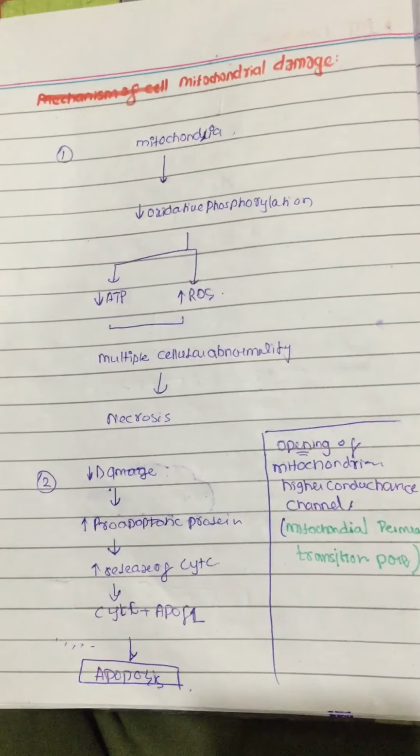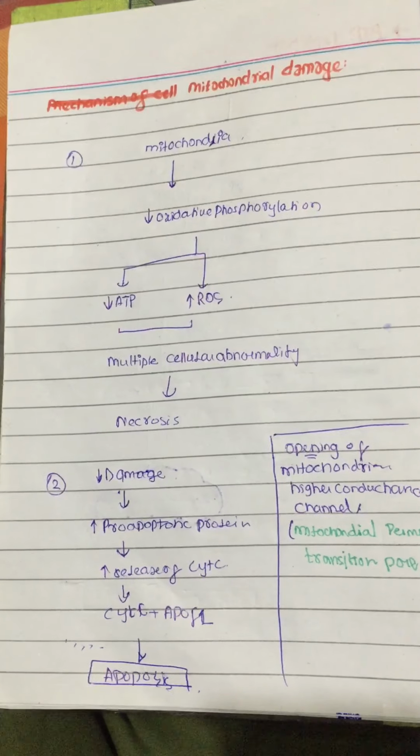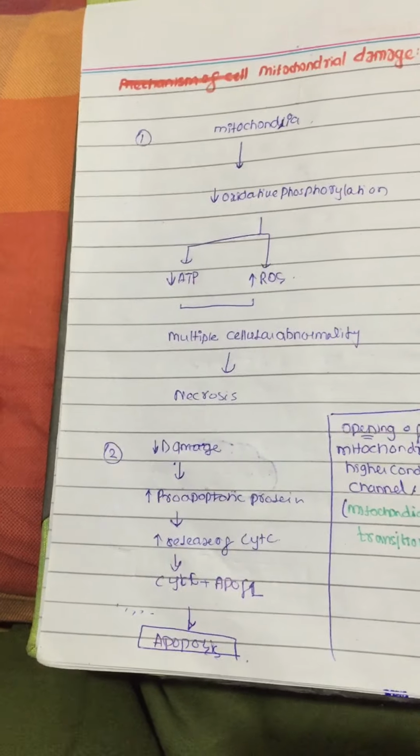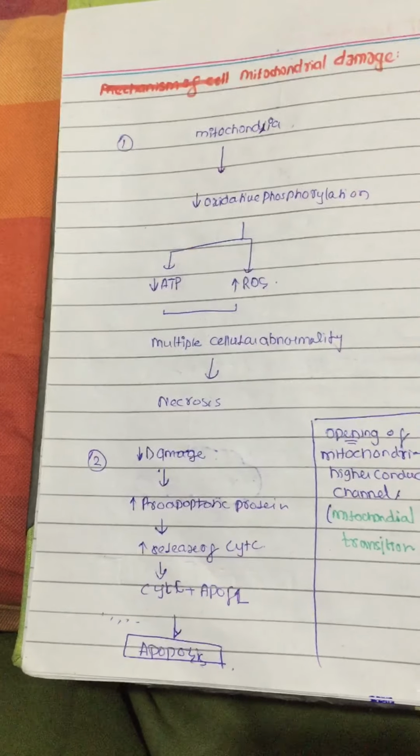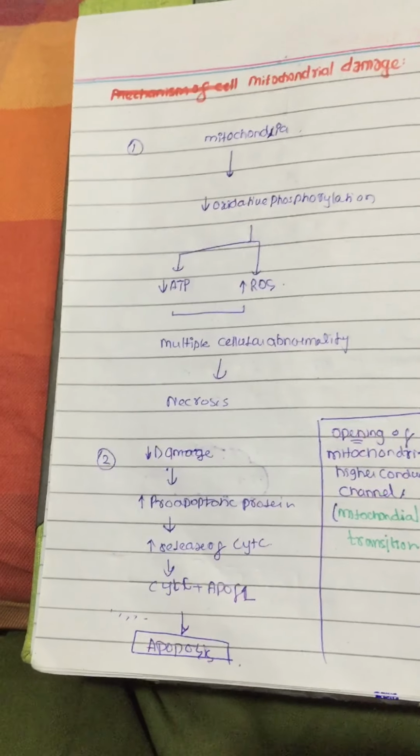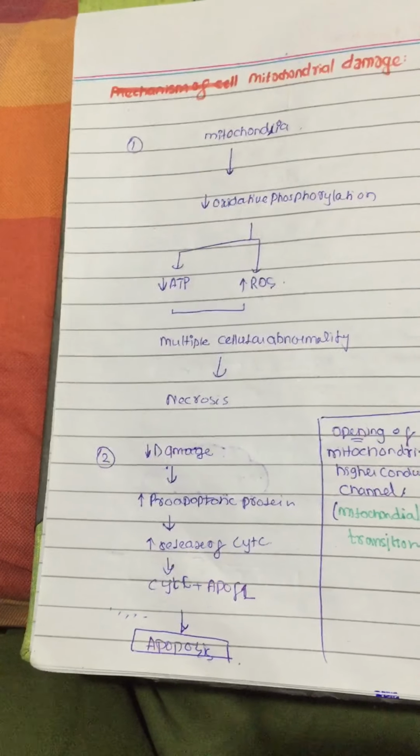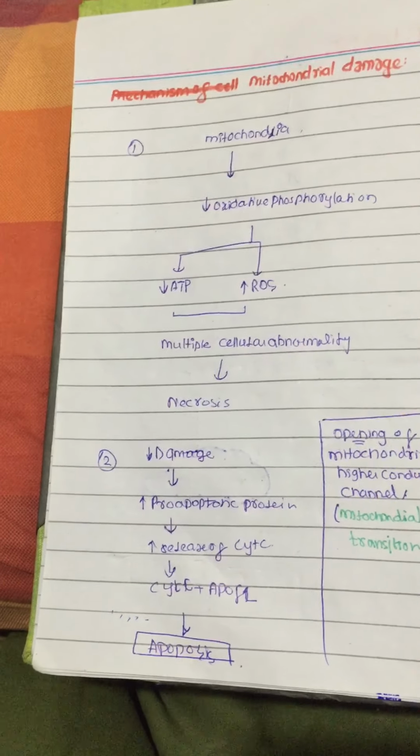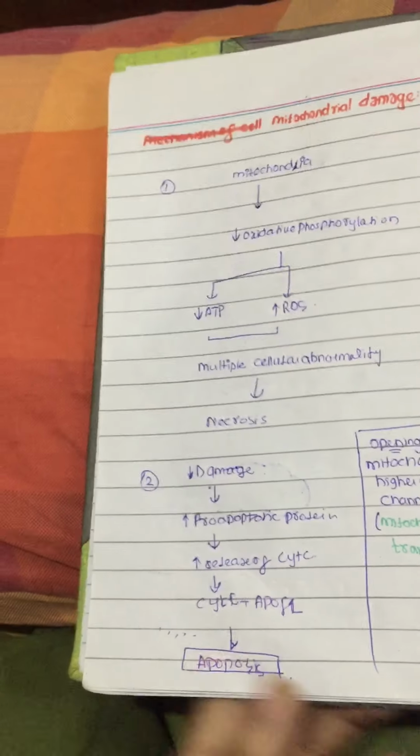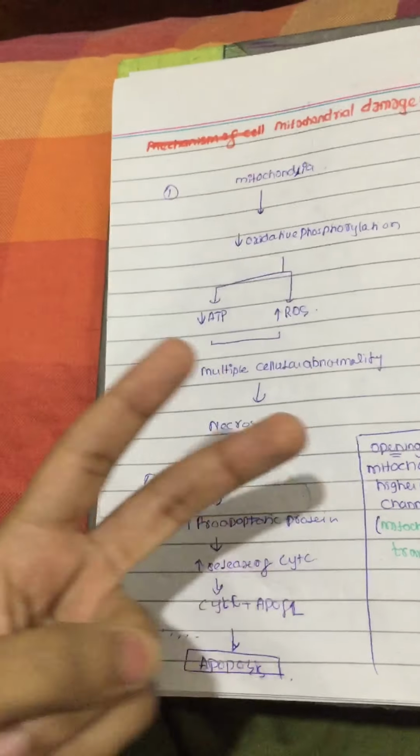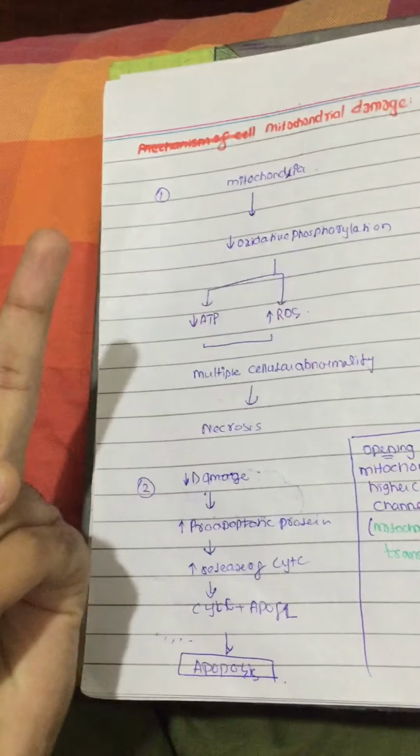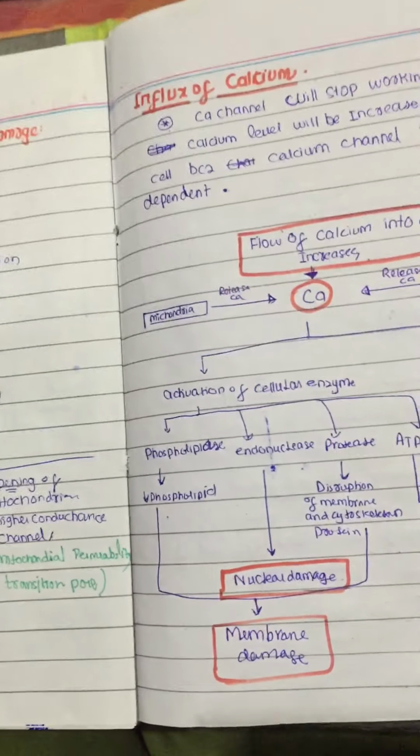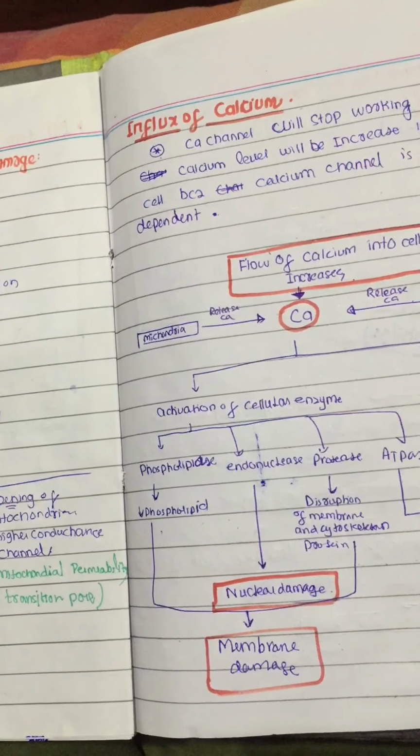And because of this thing, the mitochondrial permeability transition pores will open, and because of this the cytochrome c will come out of the mitochondria, and the cytochrome c will be combining with the Apaf-1, and the apoptosome will form. And further there's going to be steps of the apoptosis, and ultimately there's going to be apoptosis because of the mitochondrial damage. So in mitochondrial damage we did two things, the necrosis and apoptosis. Now we are going to do the increased level of the calcium in the cell.